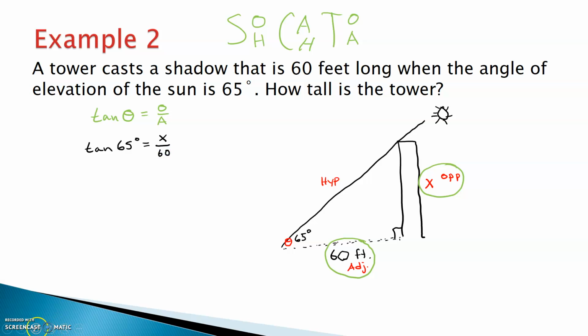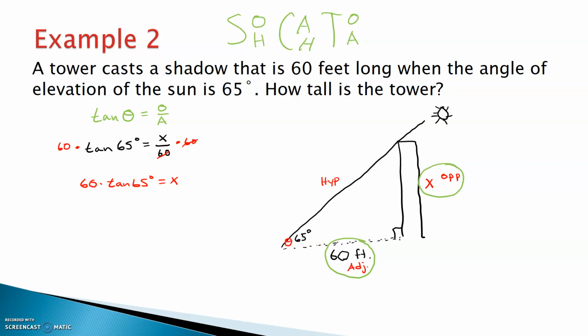All right, I got to solve this guy here. How do I get rid of dividing by 60? Well, I multiply by 60. Whatever we do to one side, we do to the other. The 60 on the right cancels out, and I'm left with 60 times tangent of 65 degrees is equal to x. Now, x is all by itself. All I have to do is hopefully correctly plug this into the calculator.